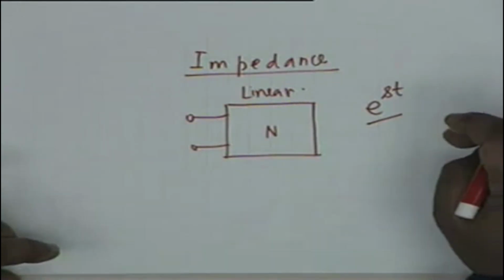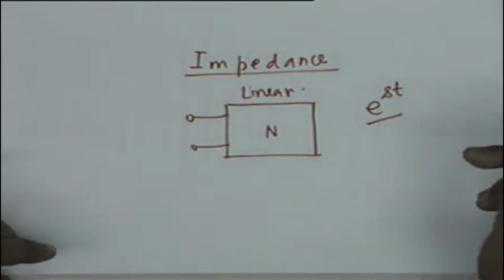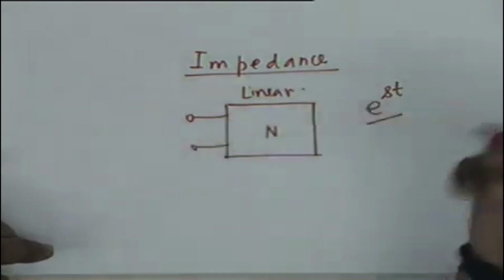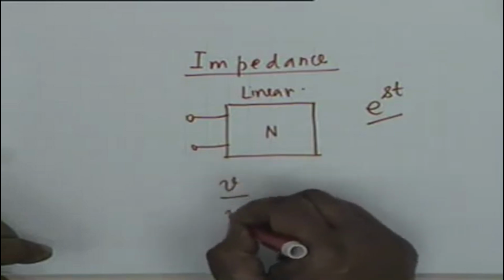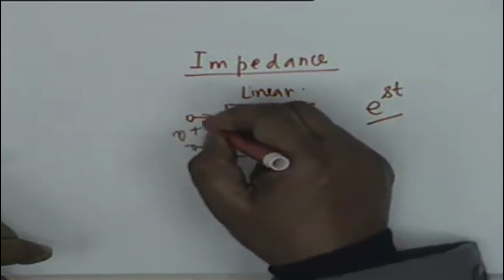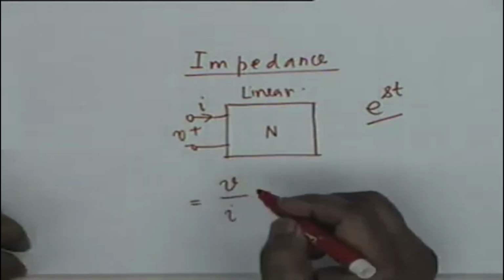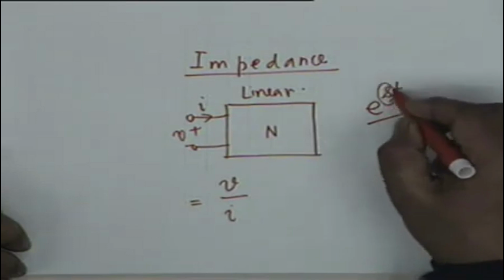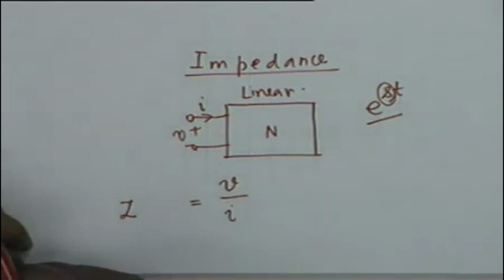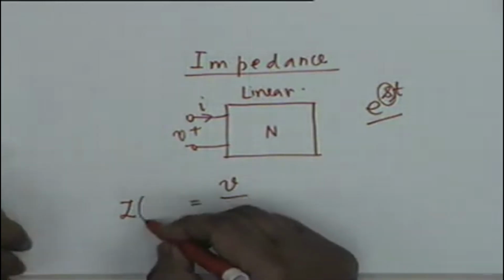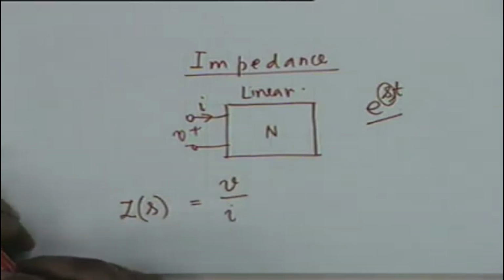Isn't that right? Similarly, if you apply a current generator which is of the form e to the st, the voltage developed across it shall also be of the form e to the st, and therefore the ratio V by I shall be a constant, but it will depend on the value of s, and therefore this is denoted by capital Z of s, and this is called the impedance.